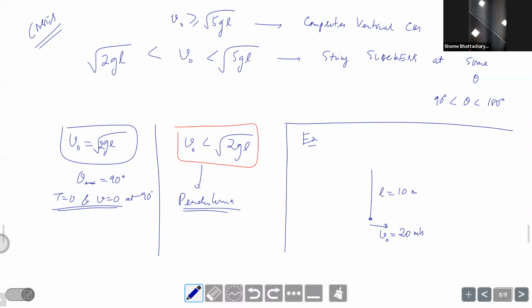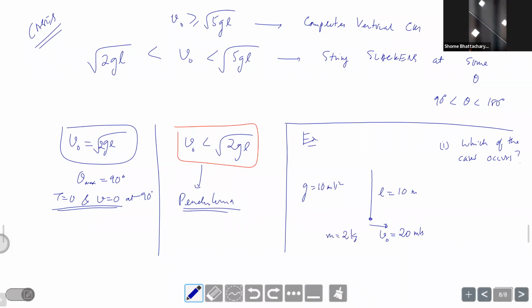So first of all, you find out which of the cases occurs. Is it going to behave like a pendulum? Is the string going to slacken, or is it going to complete the vertical circle? Take g as 10. Take the mass of the particle as given.